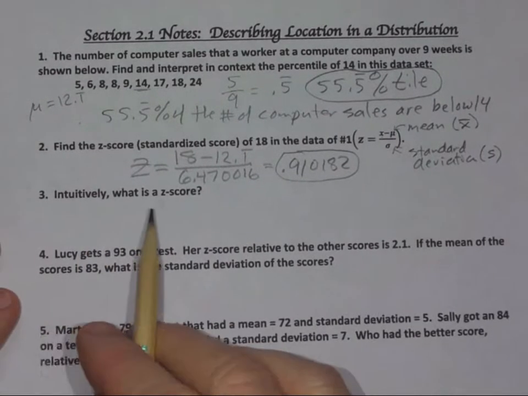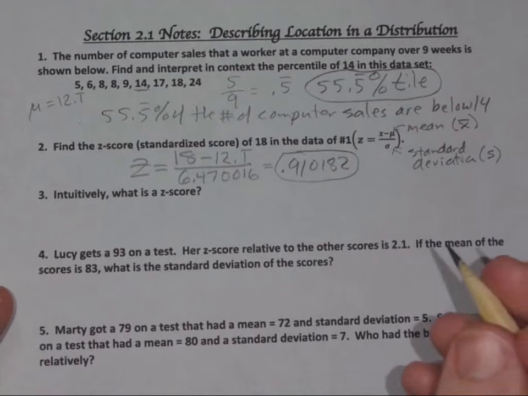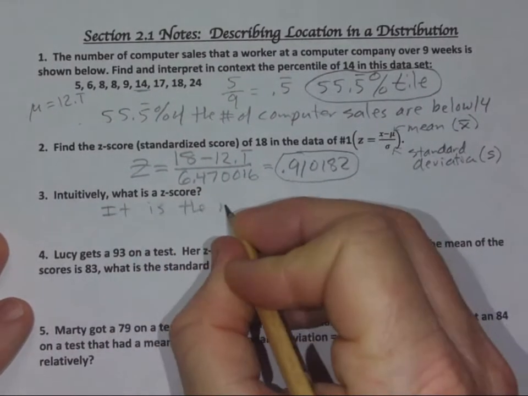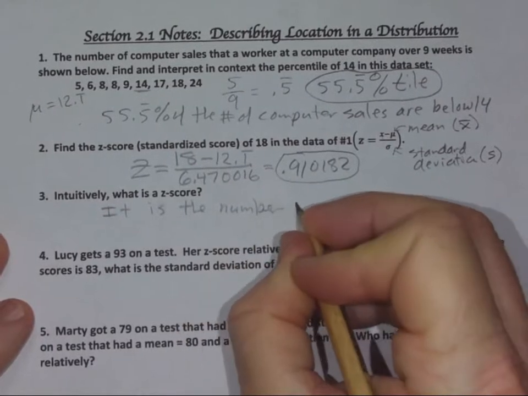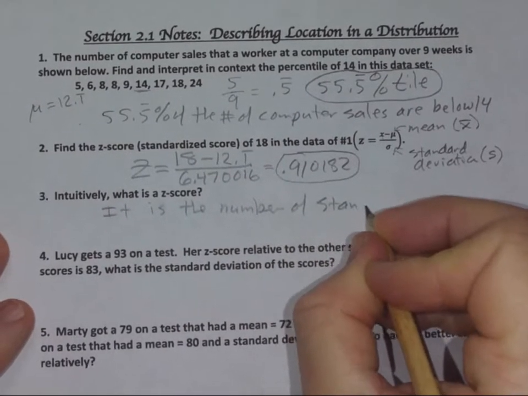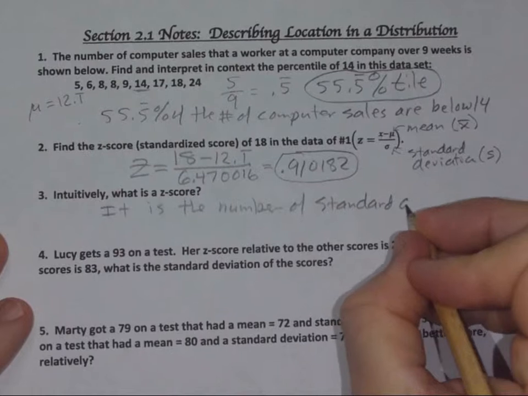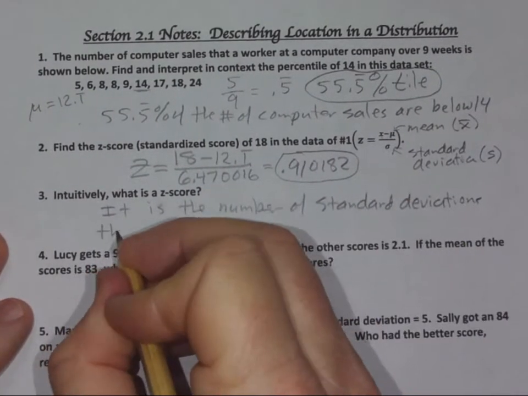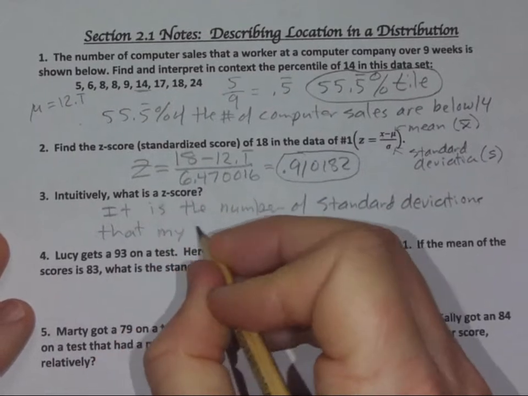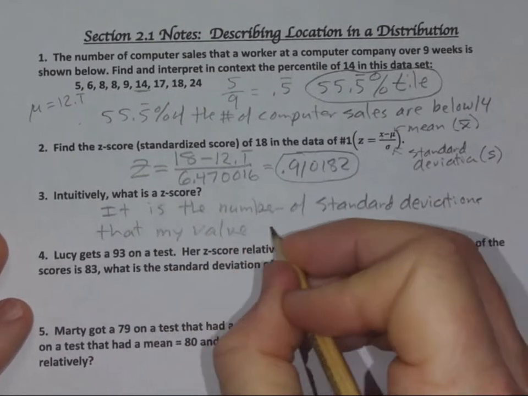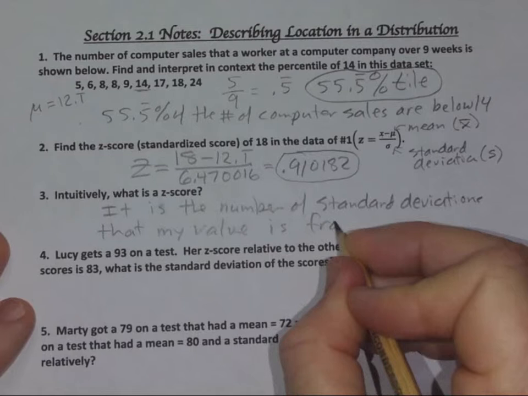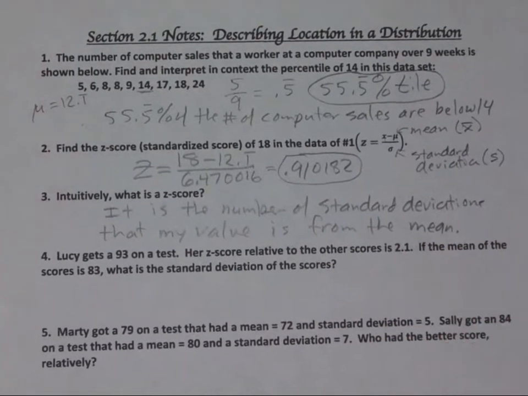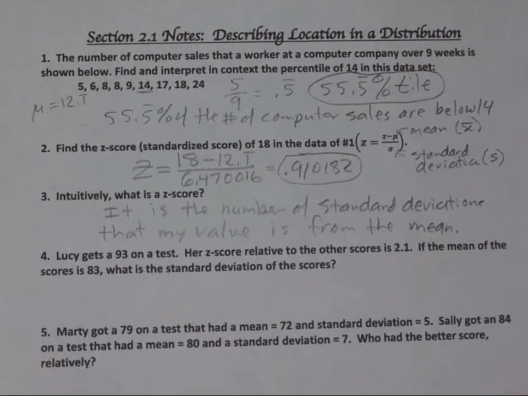So intuitively, what is a z-score? It is the number of standard deviations that my value, or x, just the value you're looking at, is from the mean. So it gives us an idea of how big or how small our number is in general.